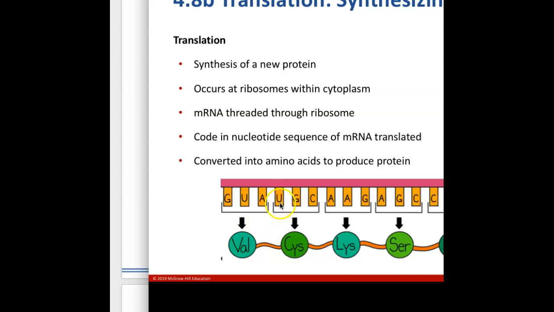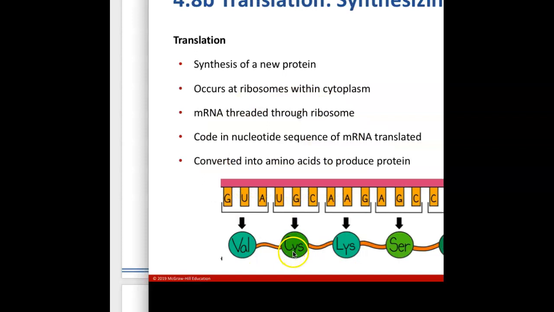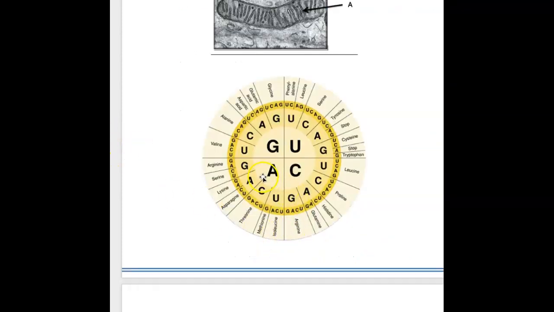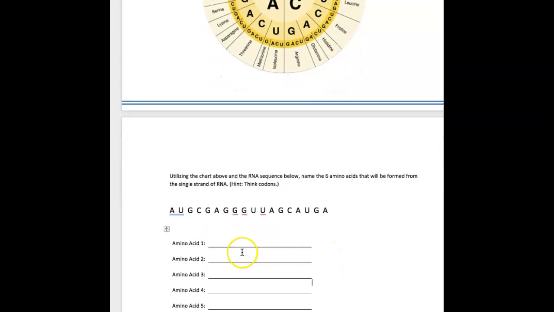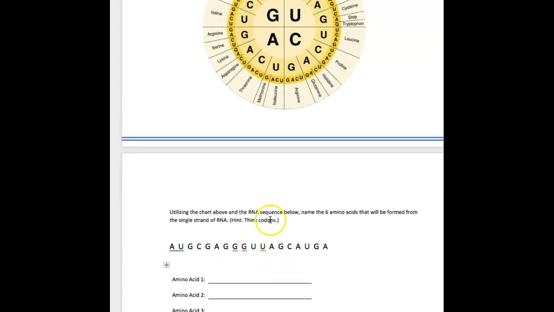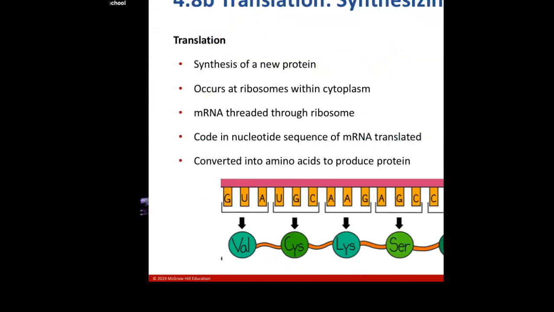Let's do the next one. I have UGC. So I'm going to start in the center, U, G in the second layer, C, and I get cysteine as my amino acid, and that's what CYS is representing, a cysteine amino acid. So in your lab manual, I'm going to give you a pattern here of our mRNA strand, and you are going to write in your amino acids using this chart. So again, you could do that on Blackboard.